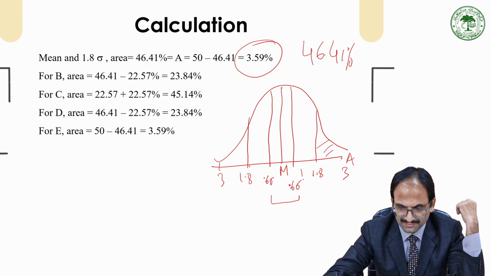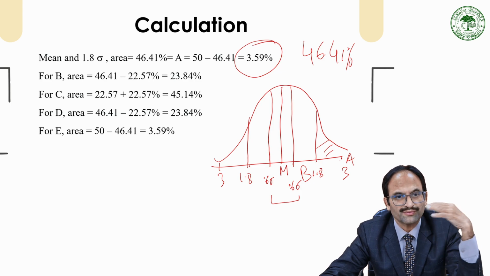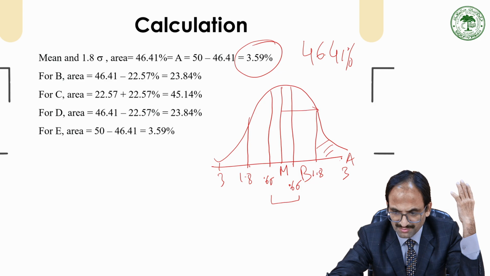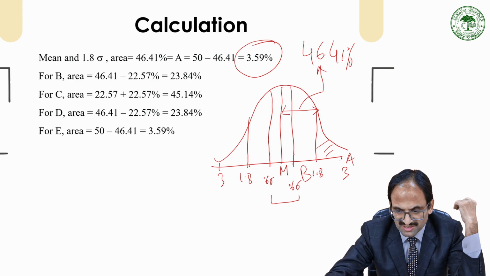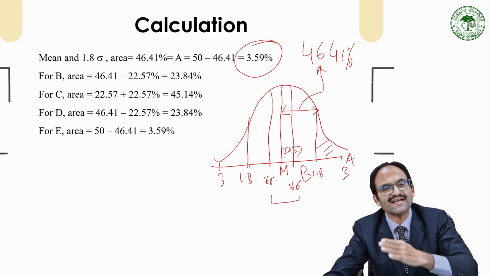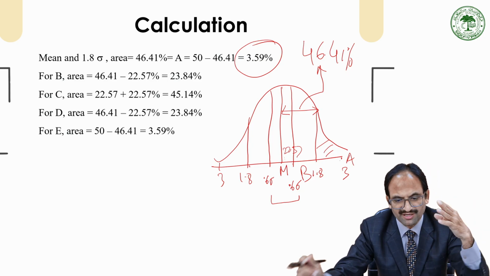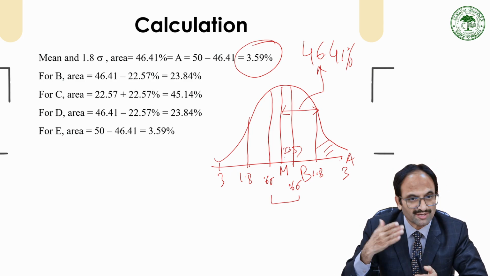For B group, what will you do? Already you have calculated this area as 46.41. So, this particular area is 22.57%. You will subtract 22.57 from 46.41. So, finally, you will get 23.84%. This is the important point, and let me repeat it.